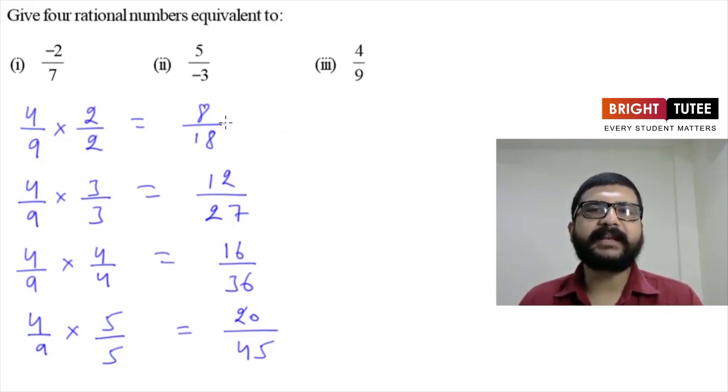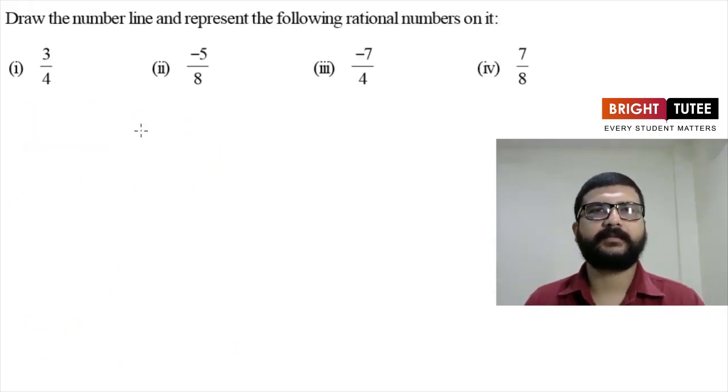Now how we can say that these are the 4 rational numbers which are equivalent to these numbers? So what we can do for that, we can find their standard forms. Standard forms of all the numbers here will be equal.